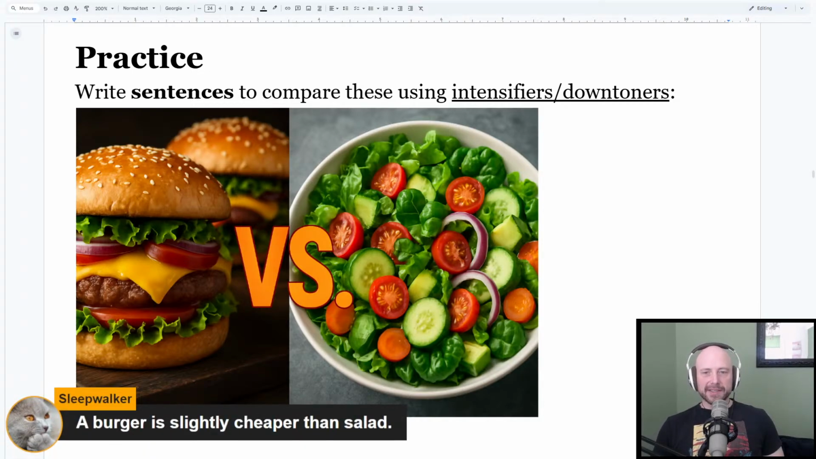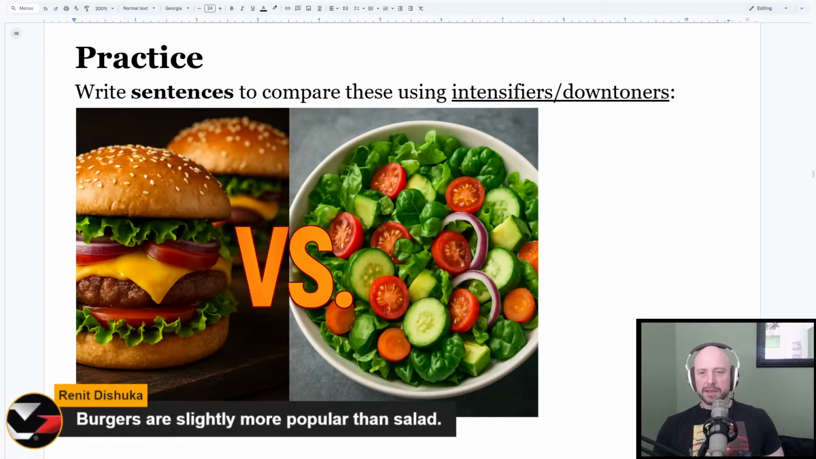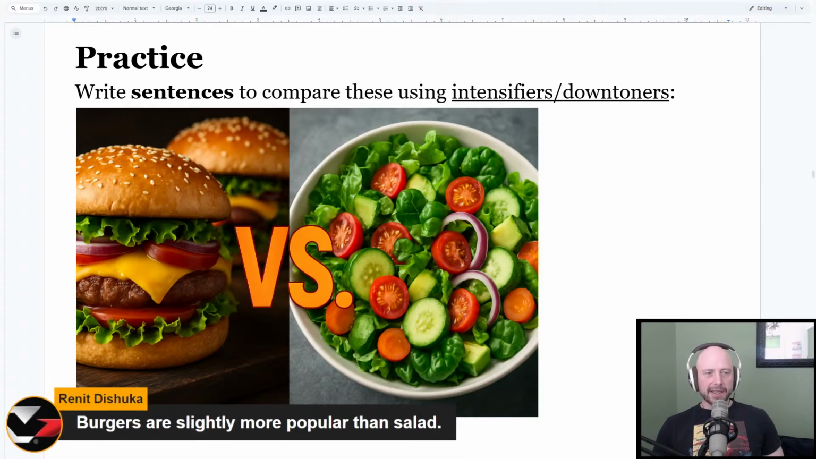Burgers are slightly cheaper than salads. Salads are somewhat more ordered. When we say more ordered, that sounds like you're saying organized. Maybe popular is the word there. Salads are somewhat more popular than hamburgers. Yes, I think I'd go with Ranit here, that burgers are slightly more popular than salads.